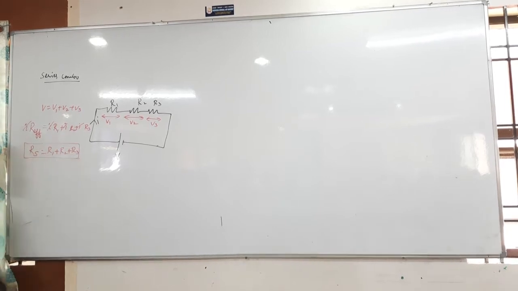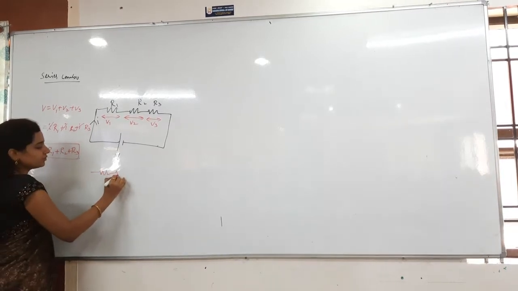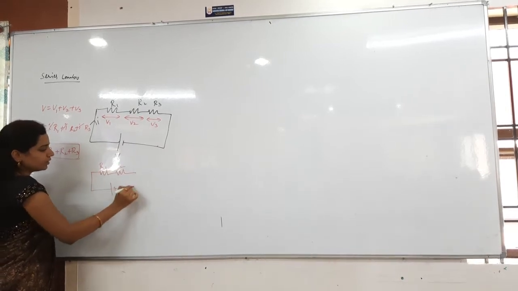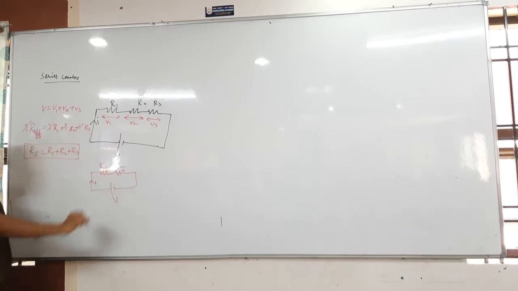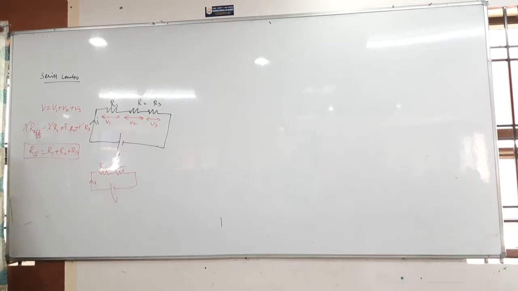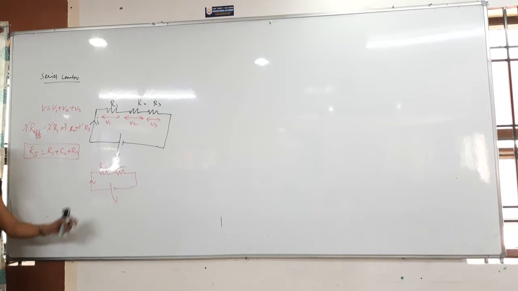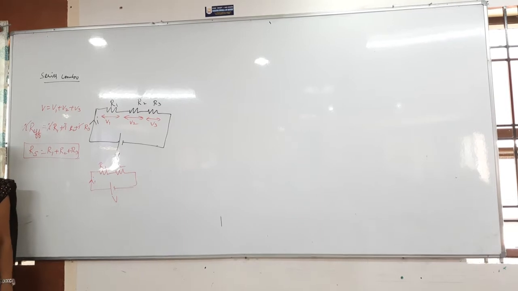This is very easy, everybody knows this one. But the current distribution is important. Whenever I have two resistances, R1 and R2, and a battery of voltage V, tell me what is the current flowing in R1? I is the total current, right? So how will it be distributed? Not current, voltage. What is the voltage across R1? V1.